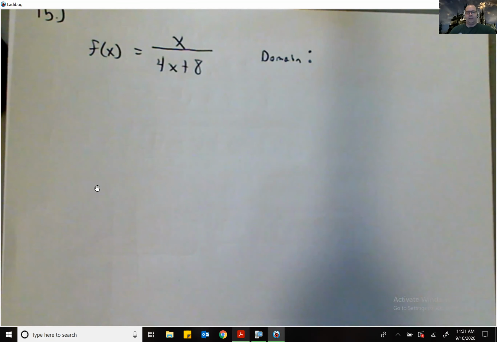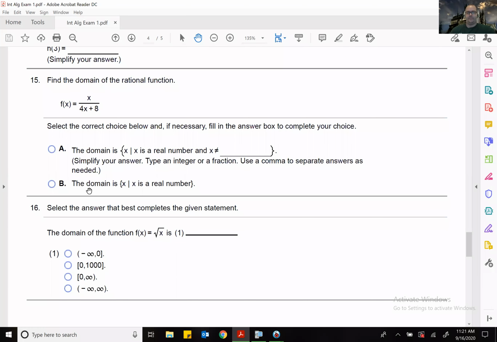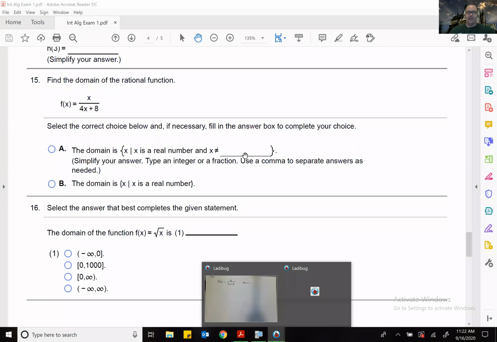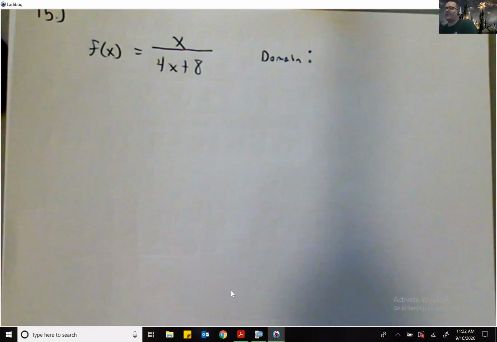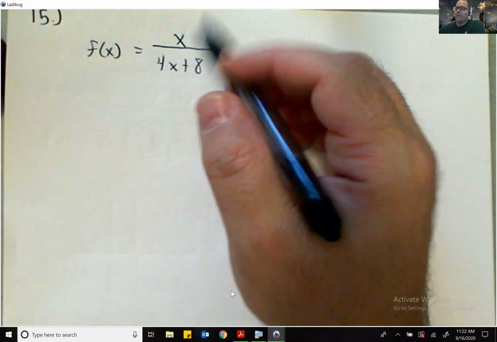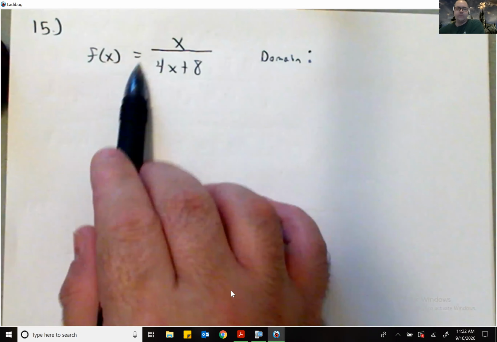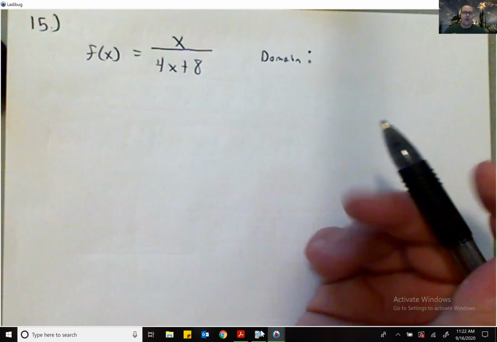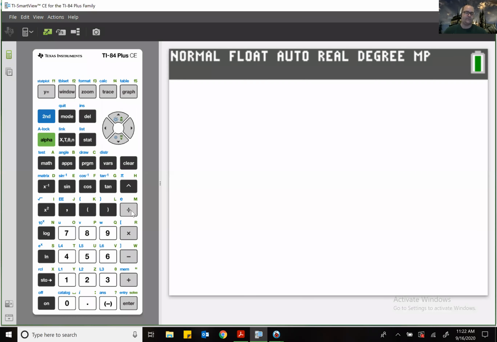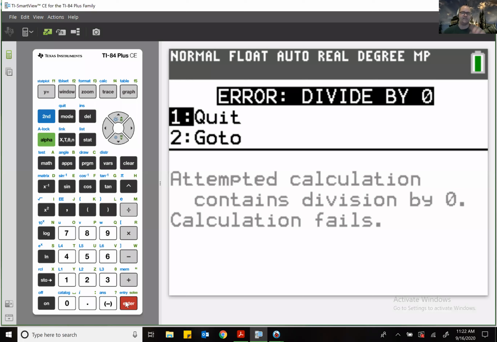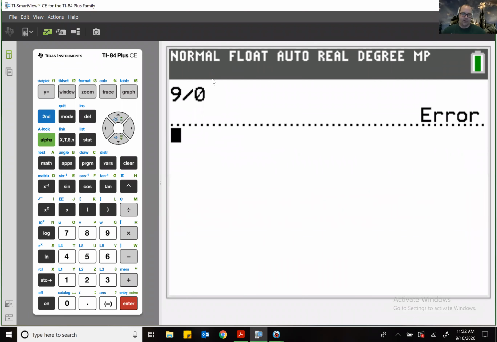So you know right away your answer is not B. It's not every real number. It's going to be A. Okay? So let us figure out what we have to put in that box. When you have a rational, what we care about is when the denominator is 0. Because remember, our calculators do not like it when we take numbers divided by 0. It gives us an error. And it says divide by 0 because we can't do that. No 0 in a denominator.